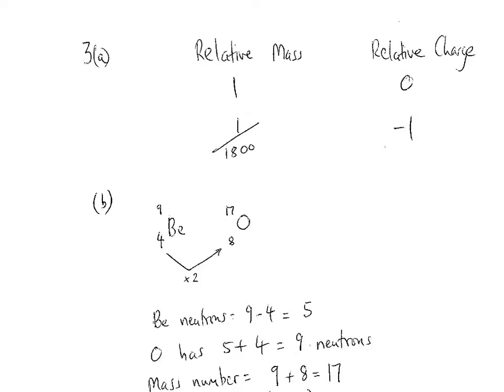The next question is about completing the table with relative masses and relative charges. So the neutron is 1 relative mass and relative charge is 0, neutron neutral. The electron is -1 charge and the relative mass is 1 over 1800 for the electron. This may differ from different texts, anywhere between 1 over 1800 to 1 over 2000, but you can't say 0.